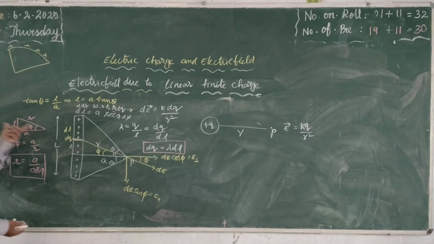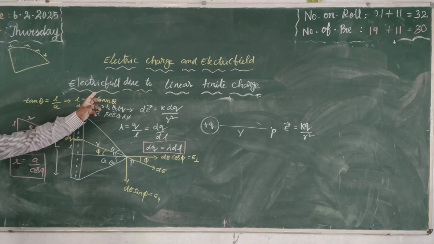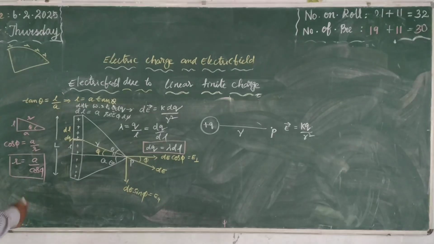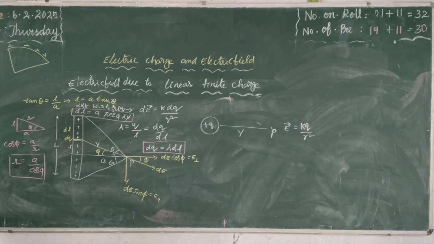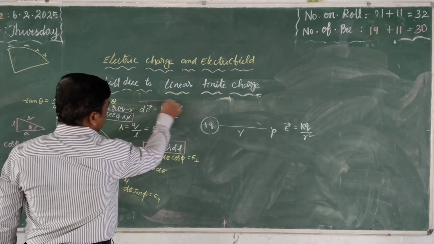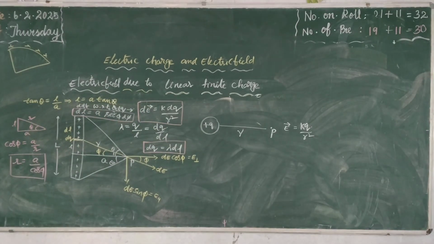Once again, from this triangle, this is length l and this is a. Tan phi equals opposite by adjacent, l by a, so l equals a tan phi. Differentiating with respect to phi, dl equals a secant square phi d phi. So r is a by cos phi, dq is lambda dl. We have dE, which is k dq by r square. In this we can substitute all these values and get one expression.